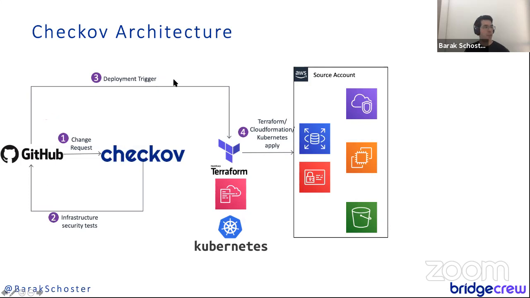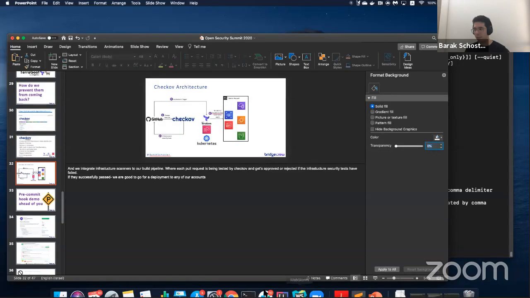It will trigger a deployment trigger, and it will scan your infrastructure after the resources are either approved or rejected in your test suite. You can then provision them into your AWS account. So let's see how we can configure that.